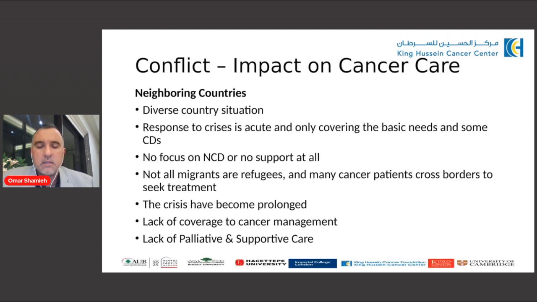Now, in neighboring hosting countries like Jordan and Turkey, there is a really diverse situation depending on the economic status of these countries. As we speak, there is an existing problem even in the healthcare system of a low middle income country like Jordan, and the response to crisis is usually limited to basic needs and some communicable diseases. There is no focus on non-communicable diseases, and many Syrians, for example, cross borders to Jordan to continue treatment with loss of data or even loss of records of what previous treatment was received. And unfortunately, in Jordan, the UNHCR has zero budget for cancer care or even palliative care. And that's the same for UNRWA, which is caring for Palestinian refugees.